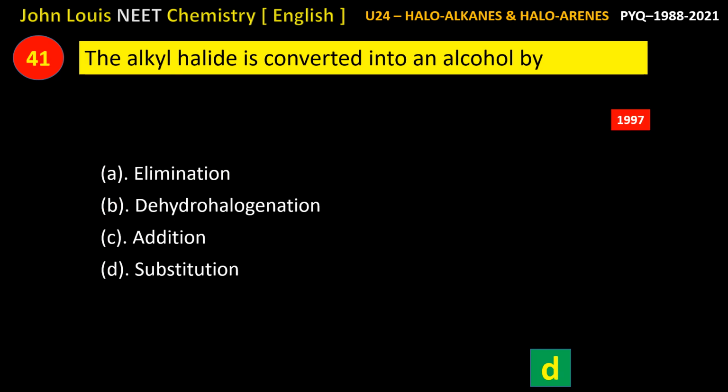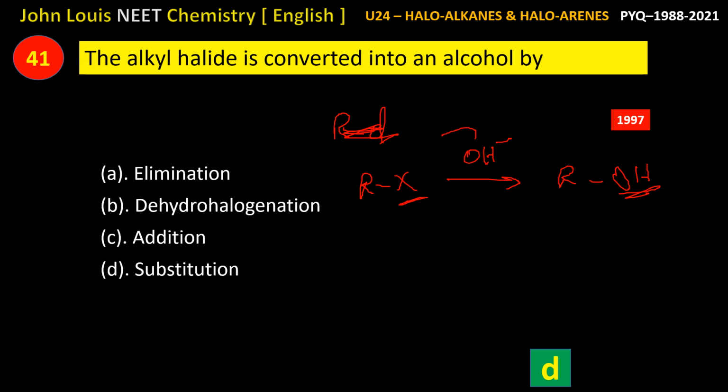The alkyl halide is converted into an alcohol by elimination, dehydrohalogenation, addition and substitution. So this is a halide compound, or you can take simply as RX in general, and this is converted into ROH. How this could be done? X could be substituted by OH group. Therefore, you can use any nucleophile here to substitute this X minus. So therefore it could be only a substitution reaction. OH is substituting this halogen from this compound to form ROH. Therefore option D is the correct answer.